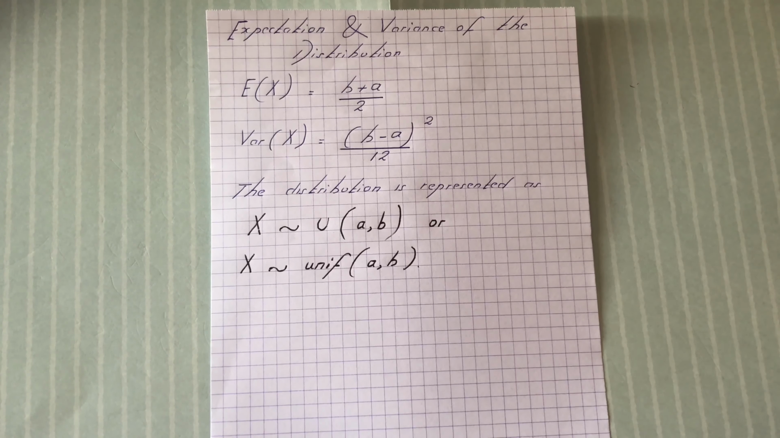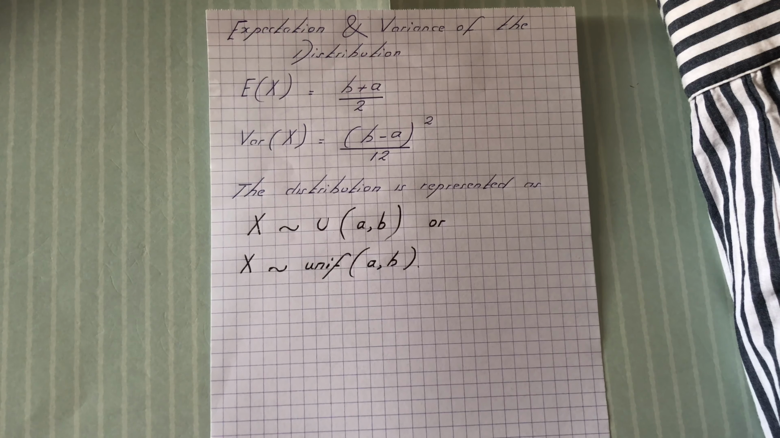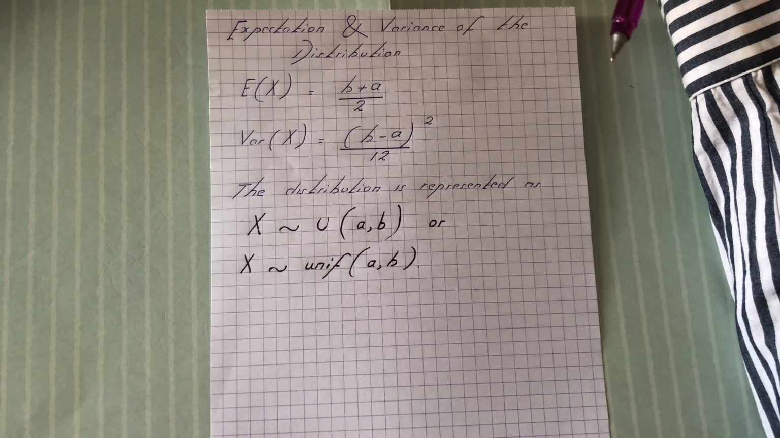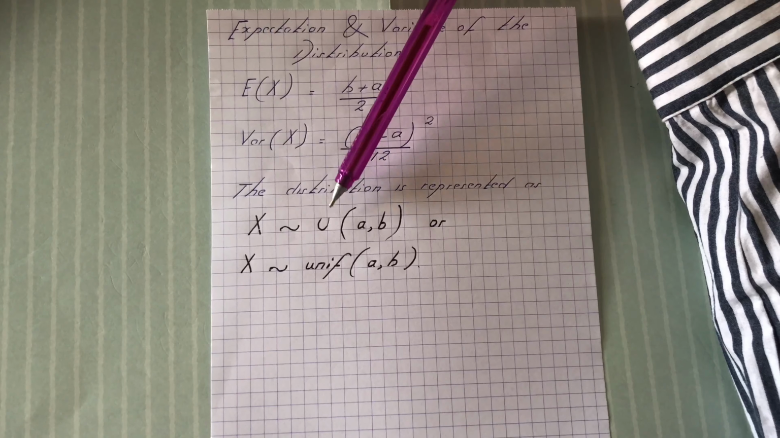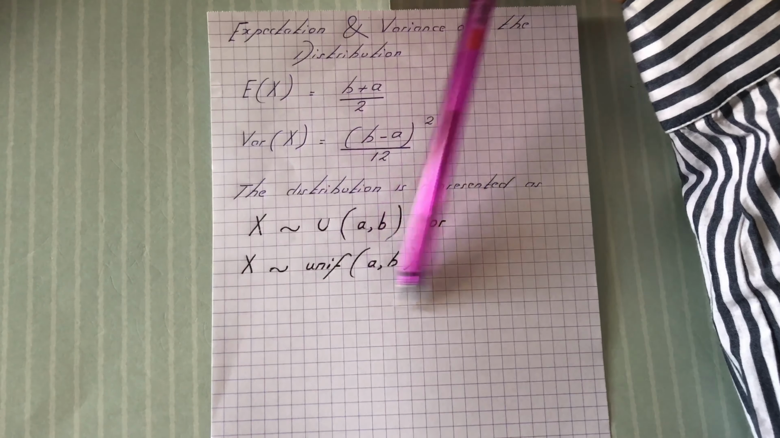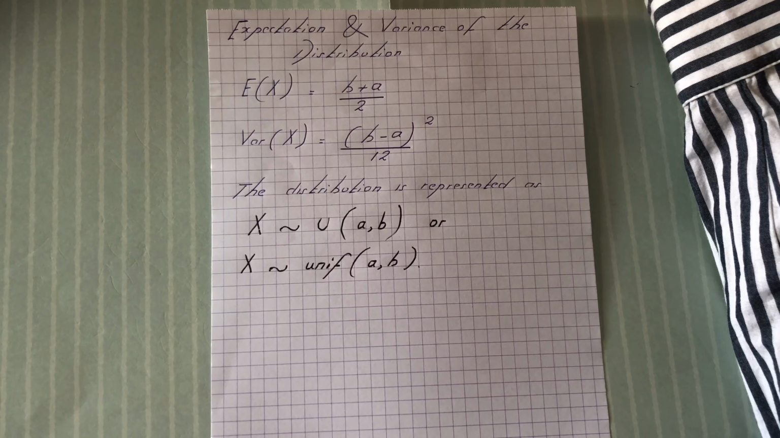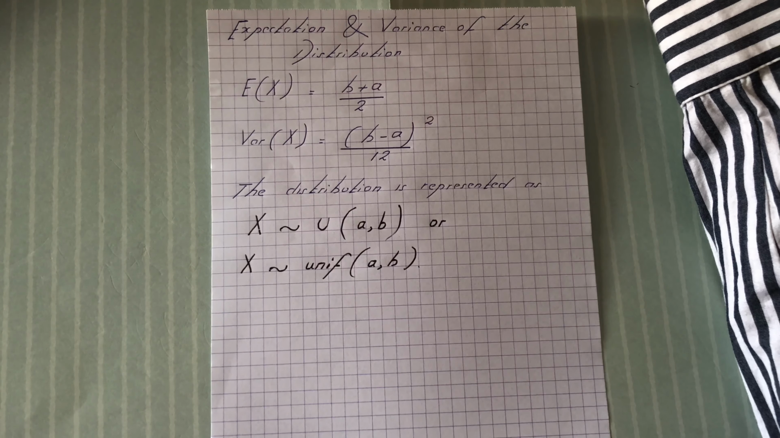The expectation and variance of the distribution: the expectation is given by (b plus a) over 2, and the variance is given by (b minus a) squared over 12. And the distribution is represented as x follows U(a, b) or x follows Unif(a, b). So this model represents the continuous uniform distribution with parameters a and b.